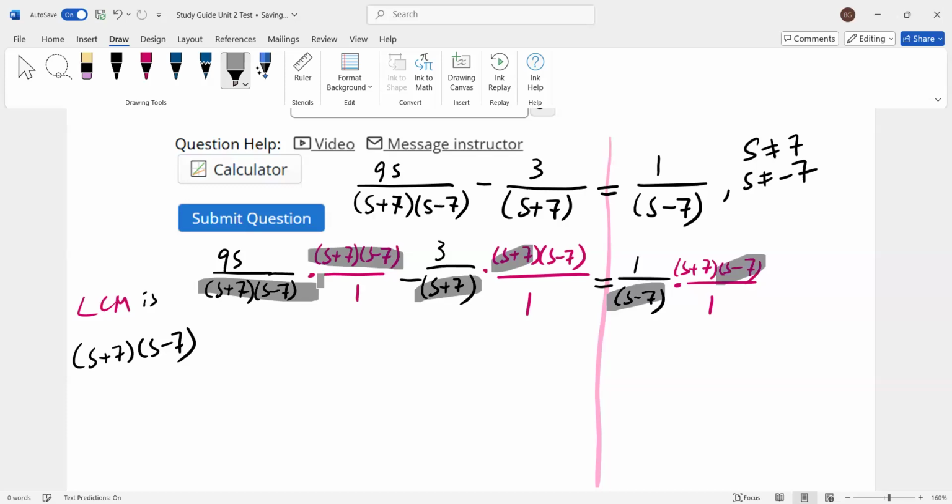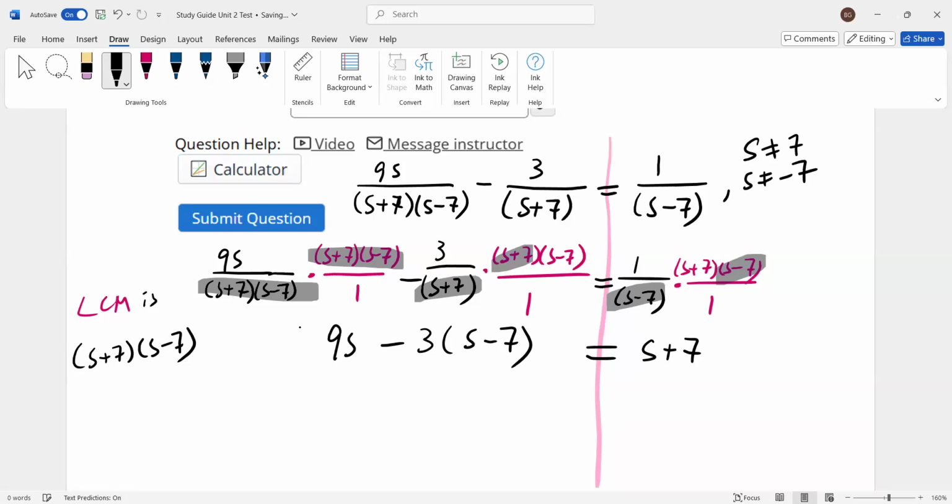In this step, after we multiply all the parts in the rational equation by the LCM, all the denominators are going to disappear. We have no denominator. Now let's clean it up, all right? The gray part will not be there anymore. The gray part is going to become 1, all right, not 0. So the first part, we have 9s. Second part on the left side, we have minus 3 times s minus 7. On the right side, we're going to have s plus 7. Very simple, right? Double check. 9s minus 3 times s minus 7 equals s plus 7.